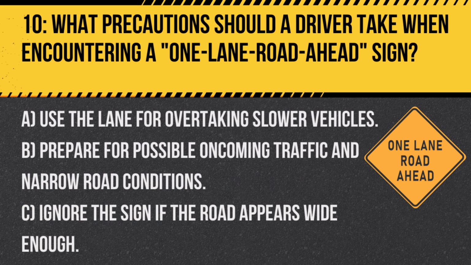Question 10. What precautions should a driver take when encountering a one-lane road ahead sign? A. Use the lane for overtaking slower vehicles. B. Prepare for possible oncoming traffic and narrow road conditions. C. Ignore the sign if the road appears wide enough.